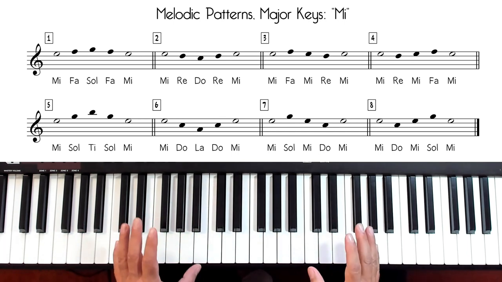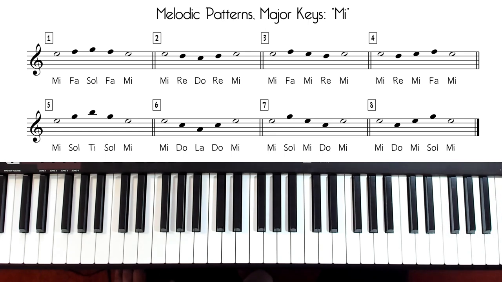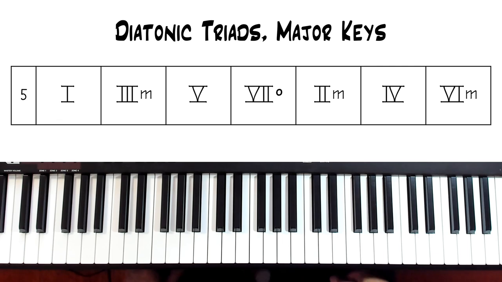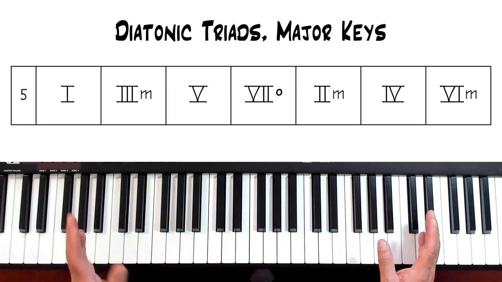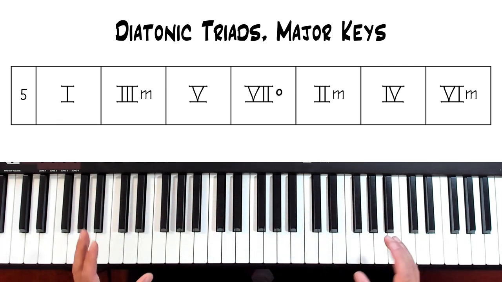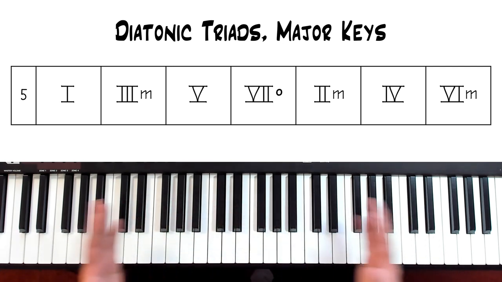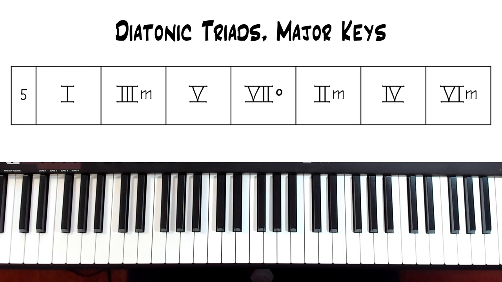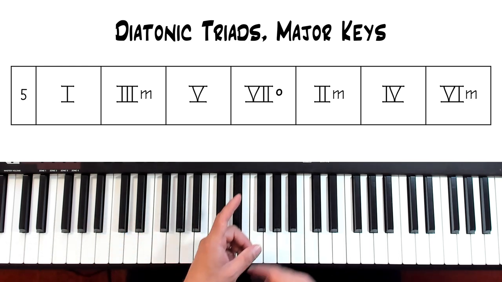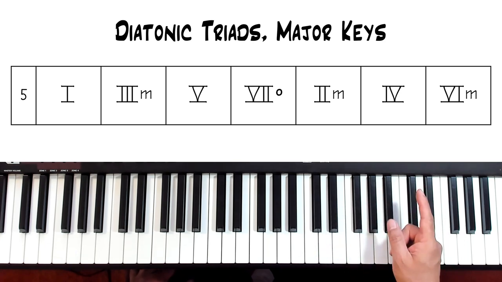Okay, I hope you enjoyed our melodic patterns workout, but now I want to continue. I want to do diatonic triads. Again, just the sequence is going to change. I have actually five sequence paths, and it doesn't matter. What matters is that we work on those triads. So we're going to do our 1, 3 minor, 5 major, 7 diminished, 2 minor, 4 major, and 6 minor.